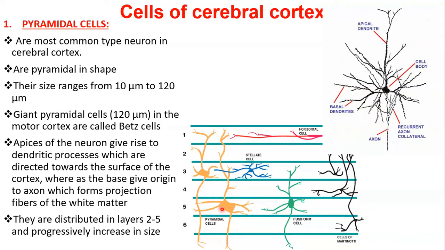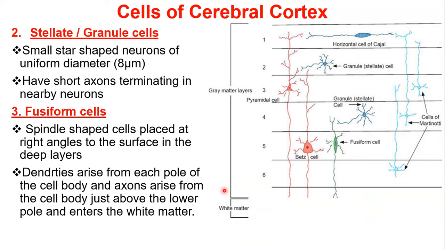These pyramidal cells are distributed in layers 2nd, 3rd, 4th and 5th. Their processes can also go to other layers, but their bodies are mostly found in the 2nd to 5th layer, and they are more in number than the other cells of the cerebral cortex.